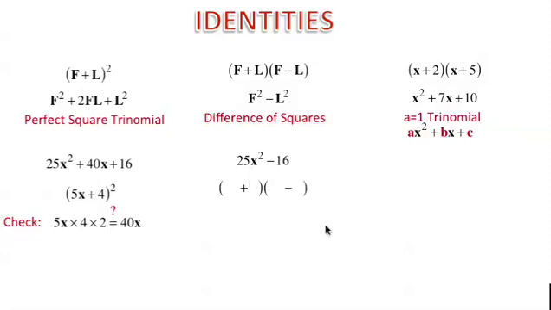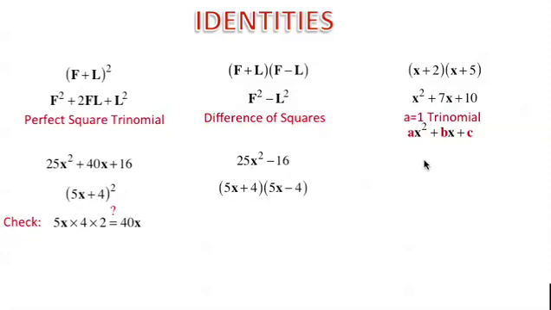So all you have to do is make two brackets, put a plus in the middle of one and a minus in the middle of the other. Then take the square root of the first term, which is 5x, and the square root of the last term, which is 4. Then do that again in the next bracket: 5x and 4, and there you go. That's how to factor a difference of squares.